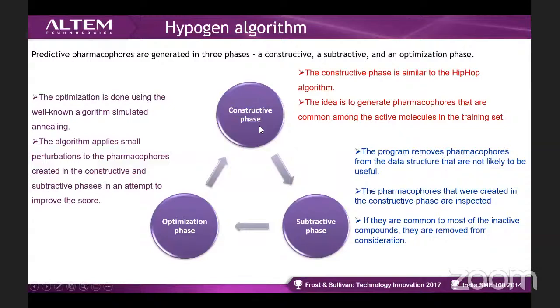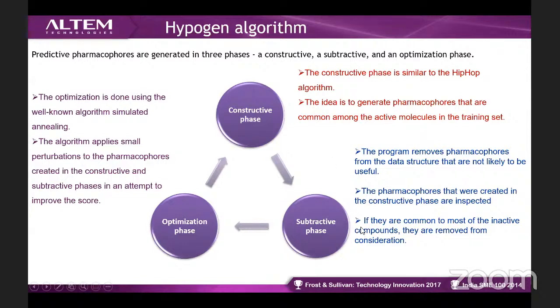Let me say you have one particular molecule with 3 features, to keep it very easy: an acceptor is present, a donor is present, and a hydrophobic is present. And an inactive molecule is trying to match with my active molecule's hydrophobic region. So in the subtractive phase, it will try to delete that particular feature. It removes the pharmacophore from the data structure that is not likely to be useful, or it inspects the pharmacophore from the constructive phase. If any inactive molecule is going to match with that, it will remove that. That is what it does in the subtractive phase.